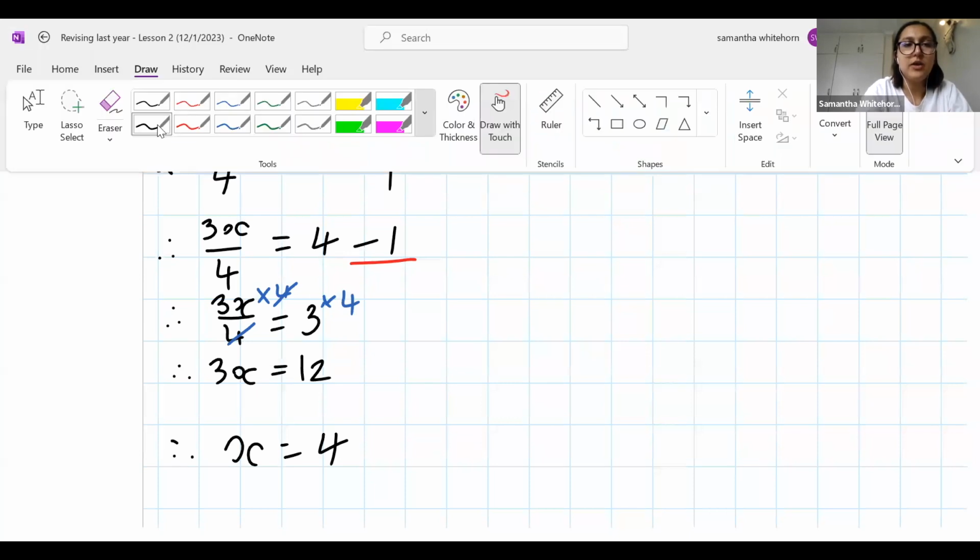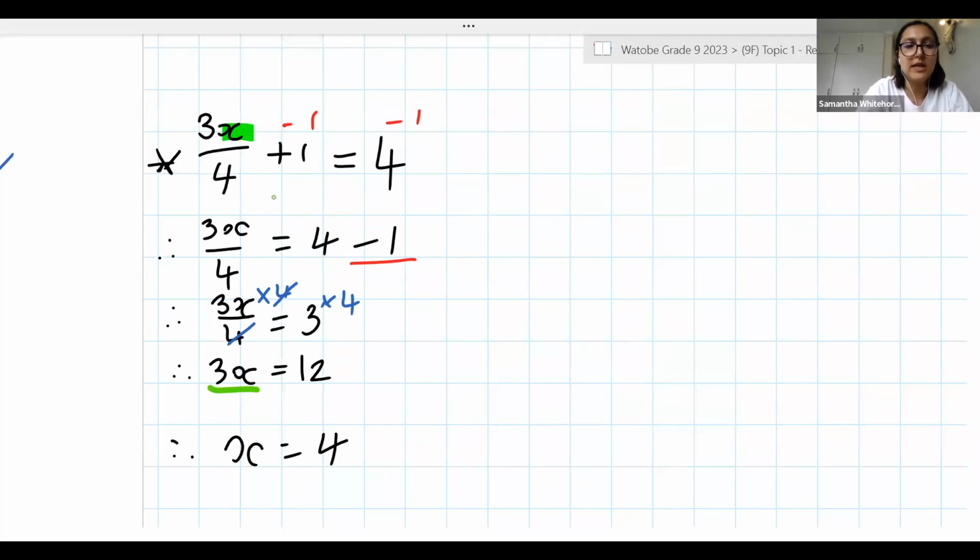And then finally, we obviously don't want 3x, we just want x. So I need to divide both sides by 3. And we know that 12 divided by 3 is 4. And so using all of our inverse operations and the steps of getting certain terms to the left and to the right, we're able to solve our equation.